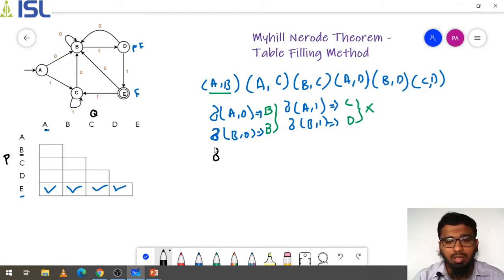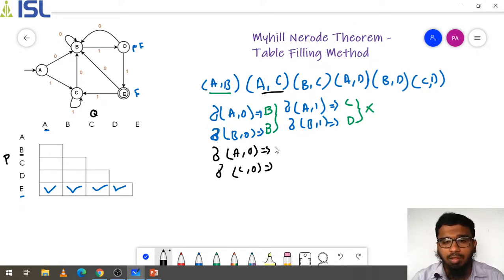Next one is delta, this one: delta(A,0), delta(C,0). What is A comma 0? A on 0 is going to B, and C on 0 is going to B only. Okay. Next, delta(A,1), delta(C,1).